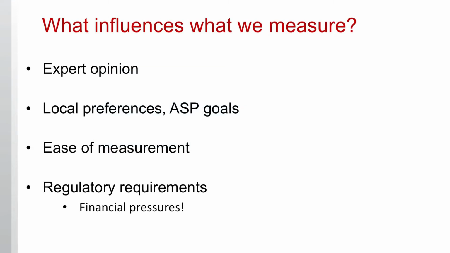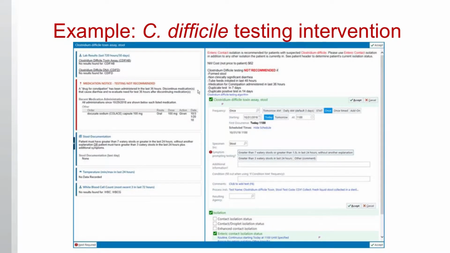So really what influences what we measure, a lot of times it's just expert opinion. Whatever your local preferences are and what your stewardship goals are, largely, it should be driving what you're measuring each year. We talked about ease of measurement as well, and regulatory requirements and financial pressures. Usually those kind of metrics rise to the top really fast, right? So one of those examples is C. diff testing and positive cultures or tests.